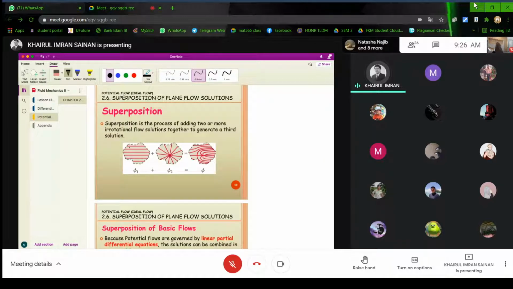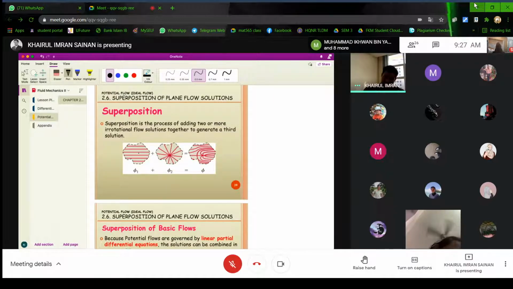So what kind of flow is this? Anyone? Straight line, parallel. What kind of flow? What kind of elementary flow is this? From our previous discussion just now, which one? Is it source? Or is it vortex? Uniform. This one is uniform flow.